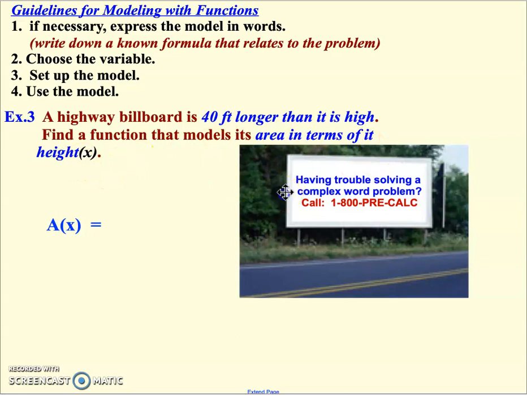So I'm going to call the height x. And the reason I'm using that for my x is because it says the length is 40 feet longer than it is high, which tells me I have to have this so I can compare the length. And so the length there is x plus 40, my 40 feet longer than it is high. And then it's a simple function, right? It's the area of a rectangle, so it's basically just length times width, base times height.